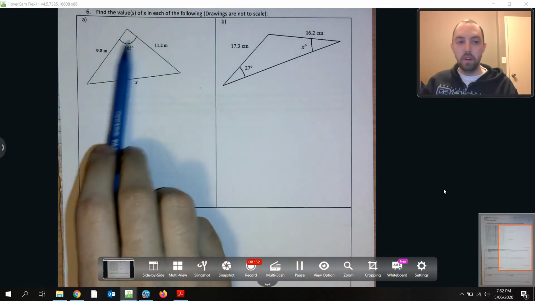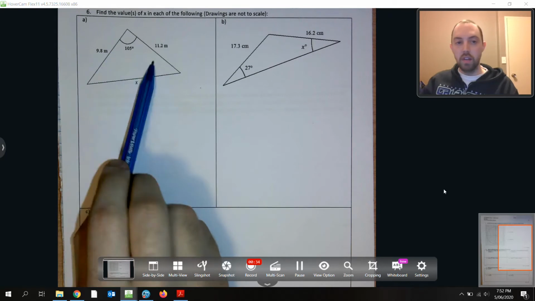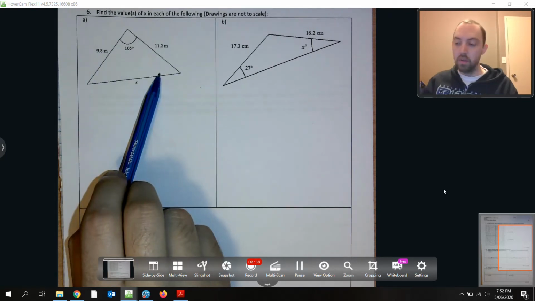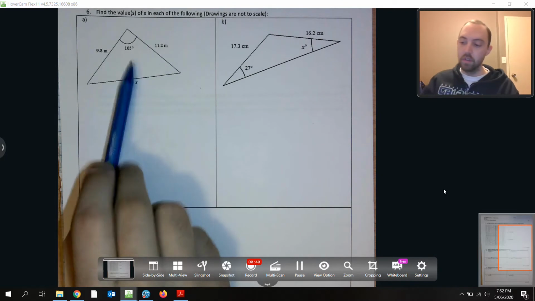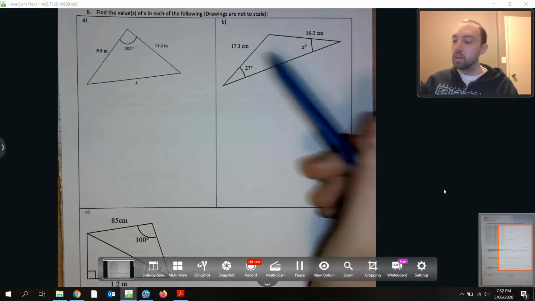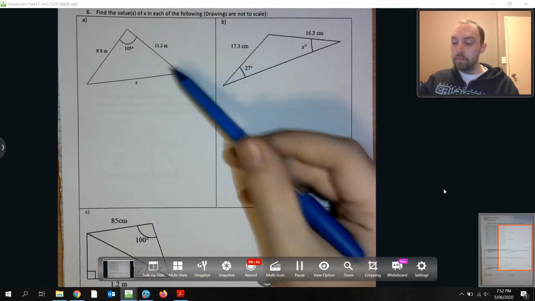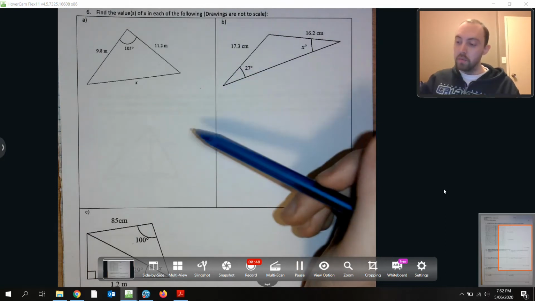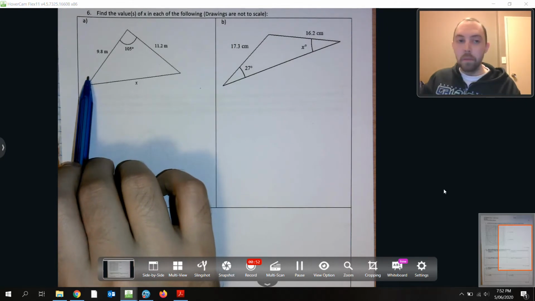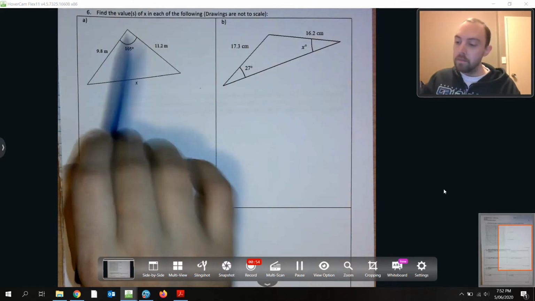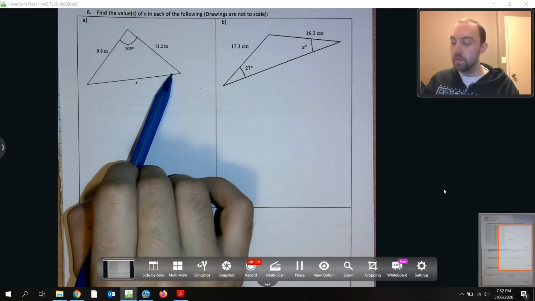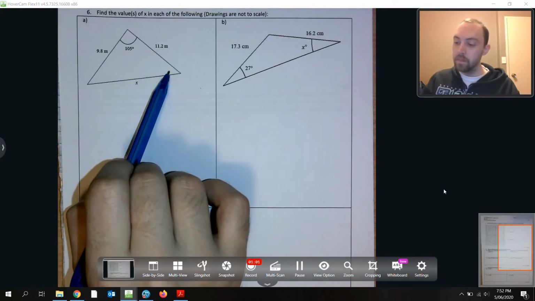Part A, we've got a diagram, we've got two sides and the included angle. X is opposite the included angle, or opposite that angle. That could be useful information. Let's just talk about part A for now. We'll go through part B next. Part A, we have a triangle, two sides and the included angle, and we're trying to find the opposite side.